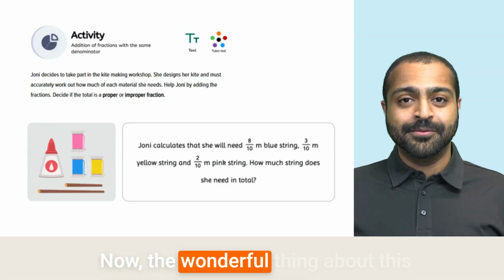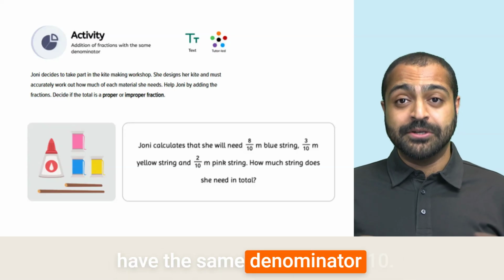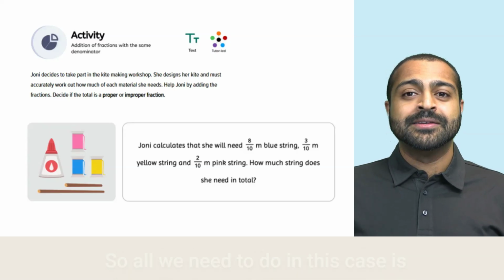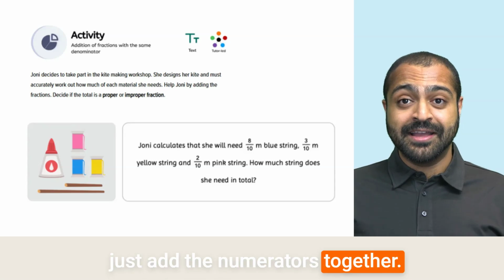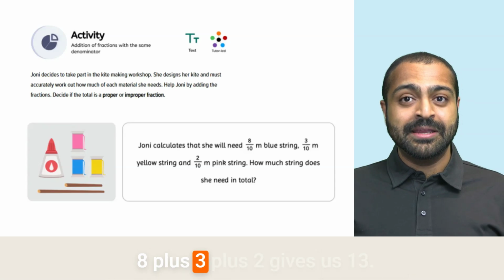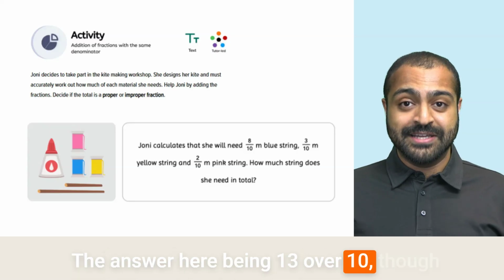Now, the wonderful thing about this question is that all the fractions have the same denominator, 10. So all we need to do in this case is just add the numerators together. 8 plus 3 plus 2 gives us 13. The answer here being 13 over 10.